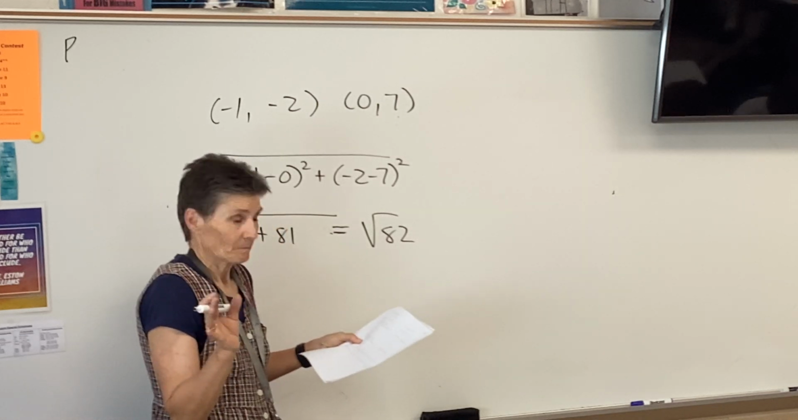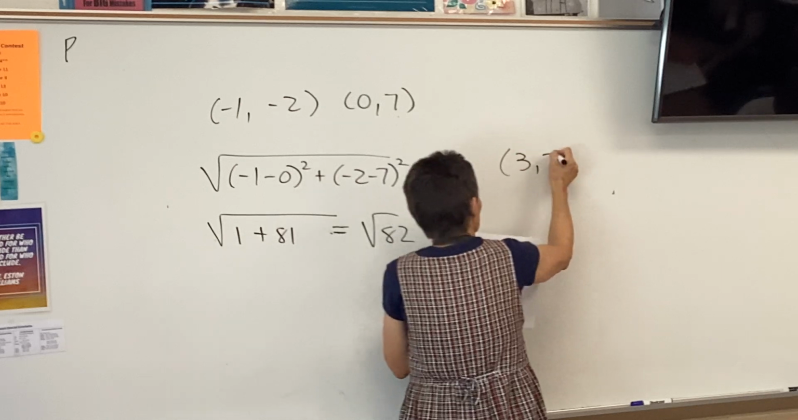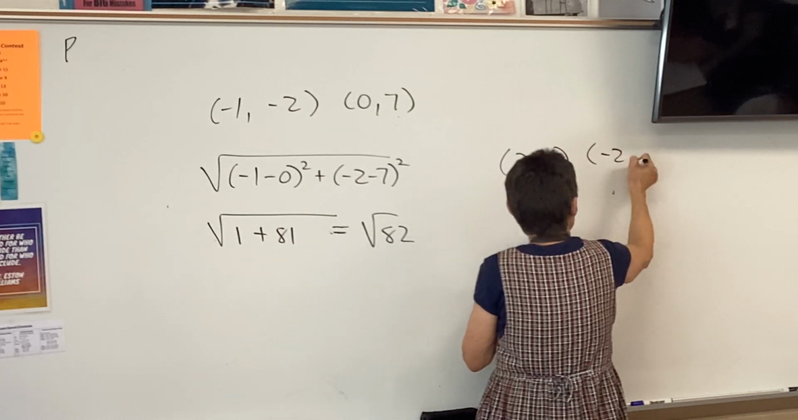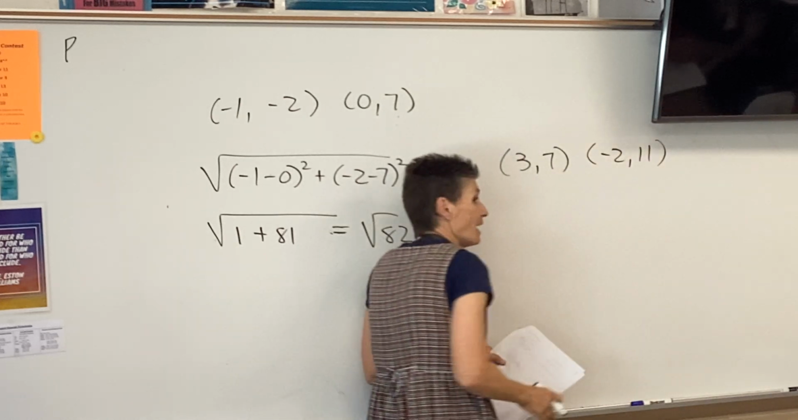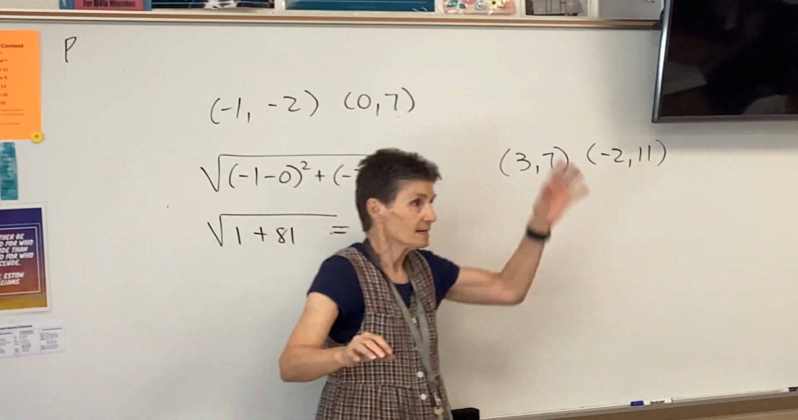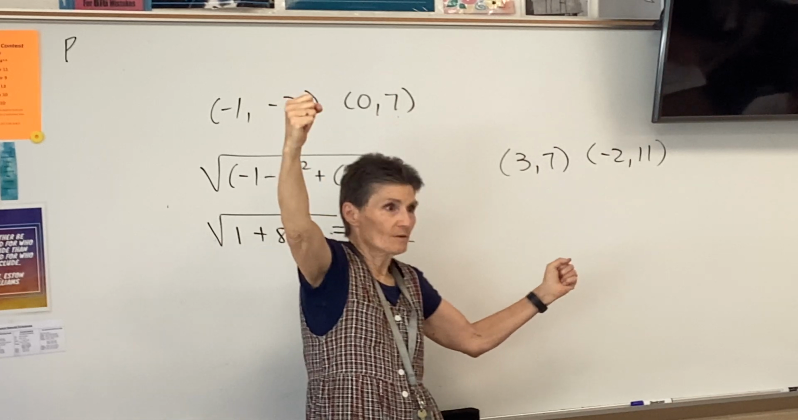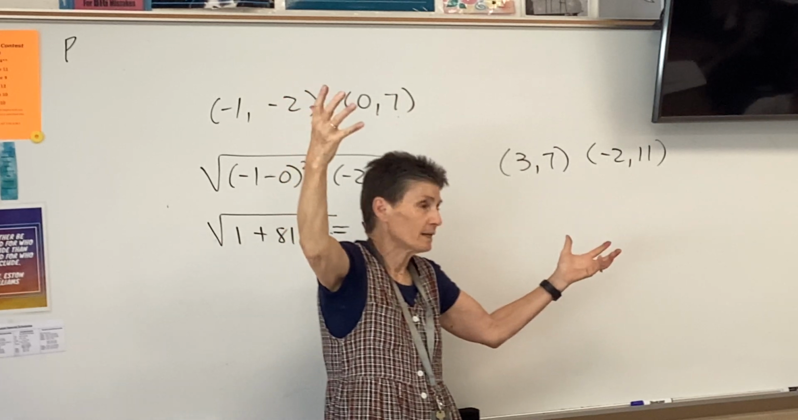Pretty good? Okay, now we've got midpoint. So we have 2 points, (3, 7) and (-2, 11), and we're going to find the midpoint. Obviously you can visualize this. Here's a point, here's a point. There's a point right in the middle of those 2, and I need to figure out what it is.